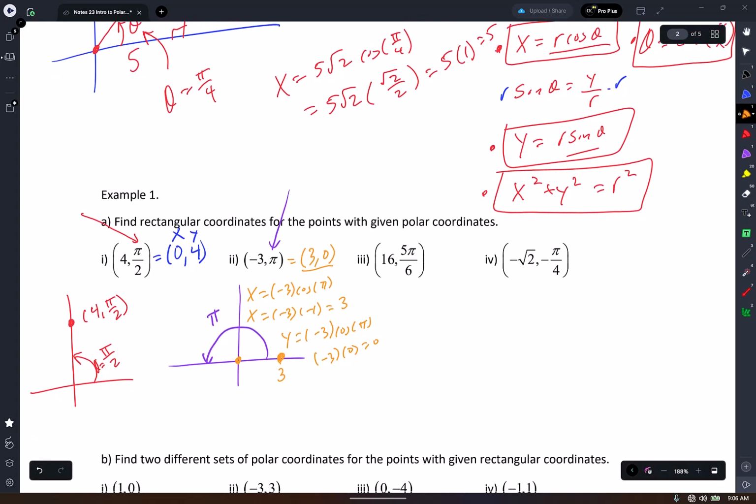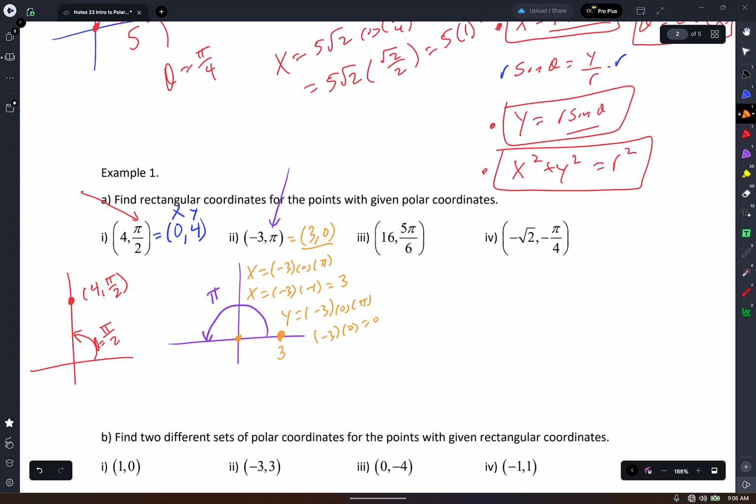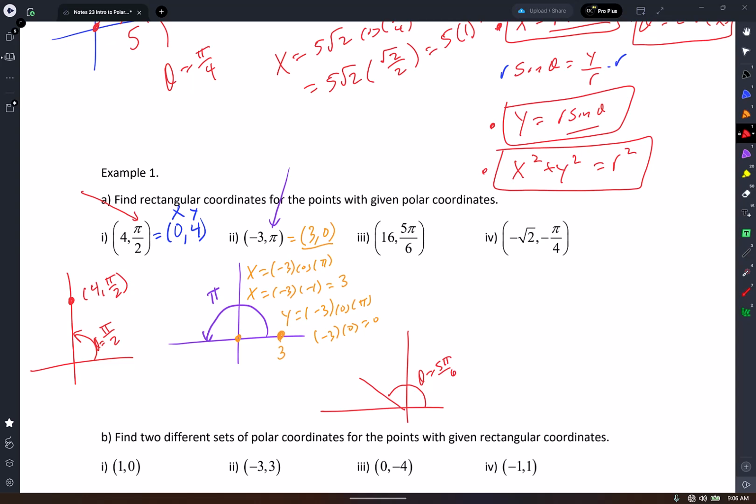16 comma 5 pi over 6. So 5 pi over 6 is in what quadrant? 2. So I'm going to exaggerate quadrant 2. I'm going to say this is quadrant 2, and 5 pi over 6 is right here. Theta equals 5 pi over 6. And this is r right here. I'm just exaggerating, nothing's to scale. So there it is. That coordinate there is 16 comma 5 pi over 6. This distance here is 16.